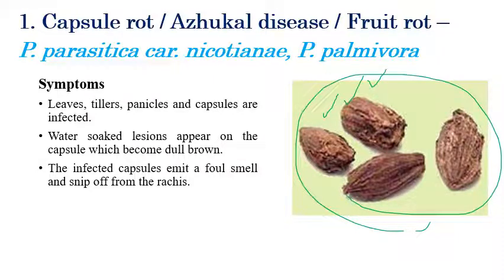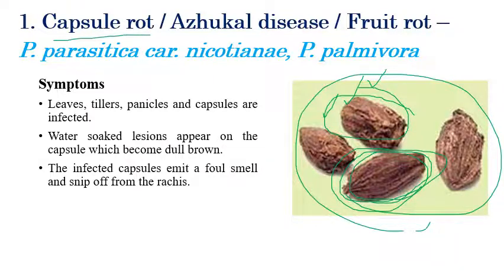Initially, water soaked lesions appear on the capsules. This is the capsule, which is the economic part in cardamom. Initially, water soaked lesions appear on the capsule, later turning dull brown in color. The infected capsules or infected parts emit a foul smell, a bad odor. That is the characteristic symptom of this capsule rot. The name itself indicates capsule rot, so rotting of the capsule.